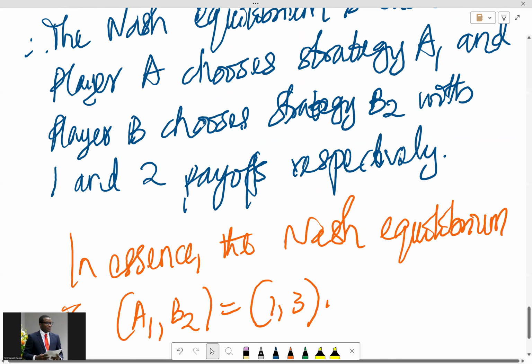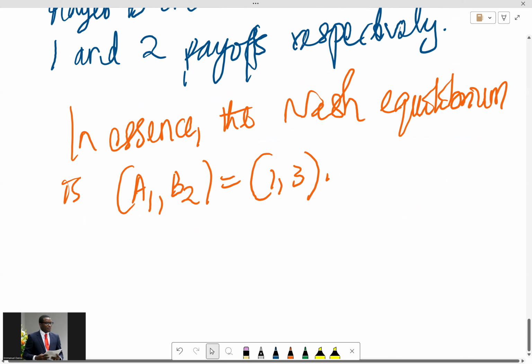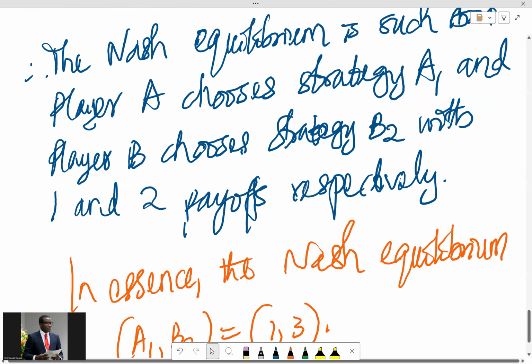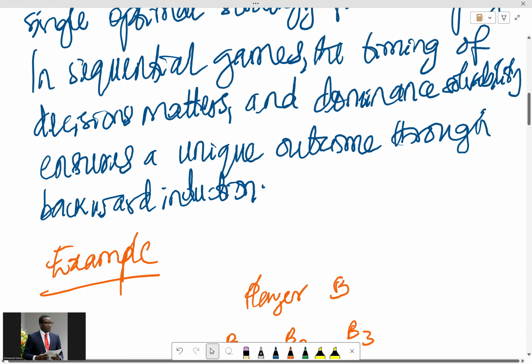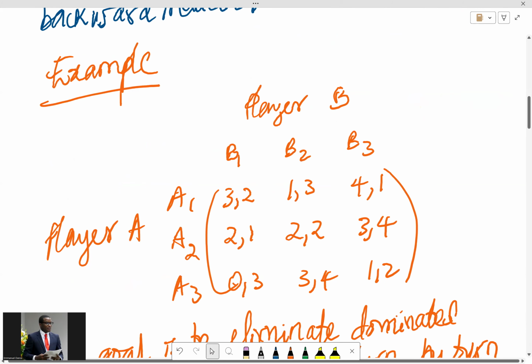And so after this game, player A goes home with 1 point and player B goes home with 3 points, whether it's money like 1 million, 3 million, whatever. But that's the best each of them can get from this game following dominance solvable sequential strategy. All right, so that's the end of this video.